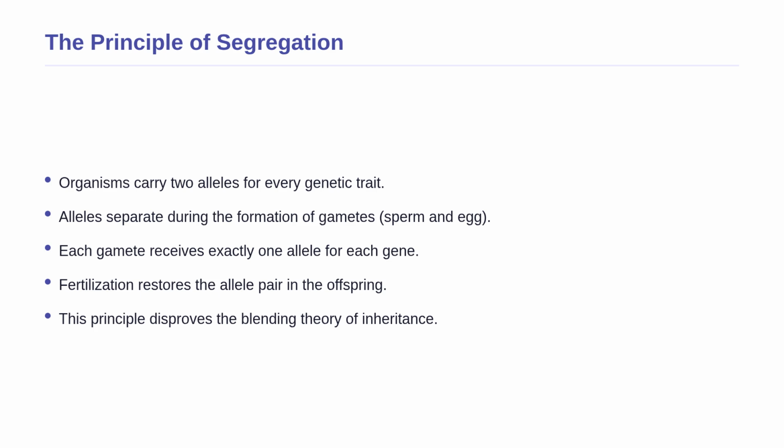Imagine you have two different recipe cards for cookies, but you can only give one to a friend. In genetics, your body does something very similar. You carry two genetic recipe cards called alleles for every trait. However, during the formation of gametes, which are the sperm and egg cells, these two alleles separate from each other. Because of this segregation, each gamete receives only one allele. When fertilization occurs, the offspring gets one allele from each parent, restoring the pair.